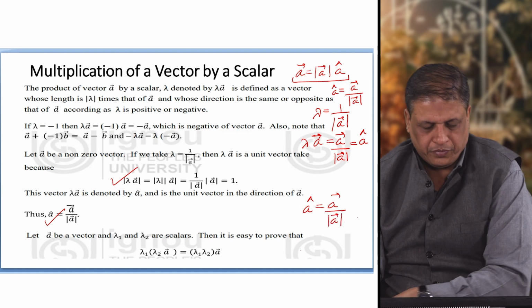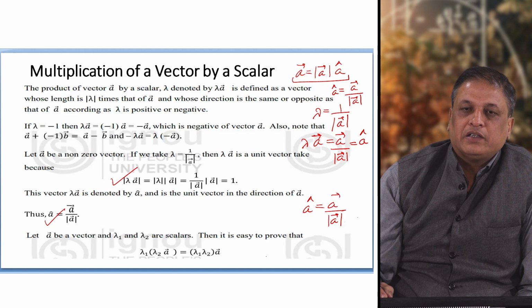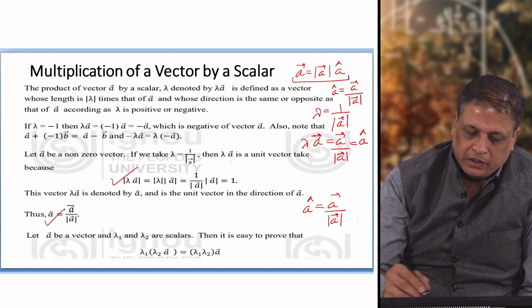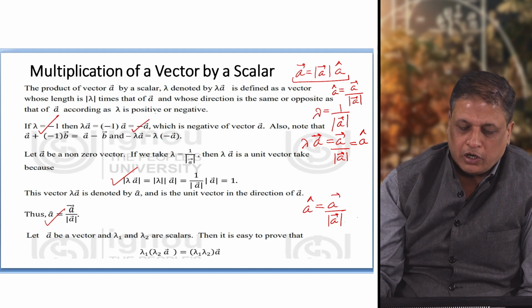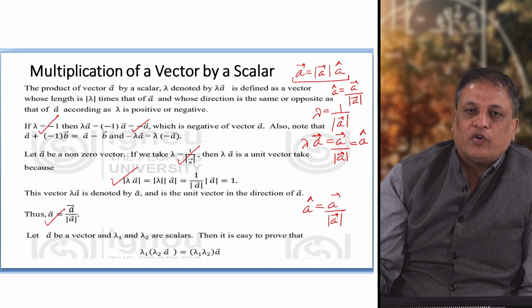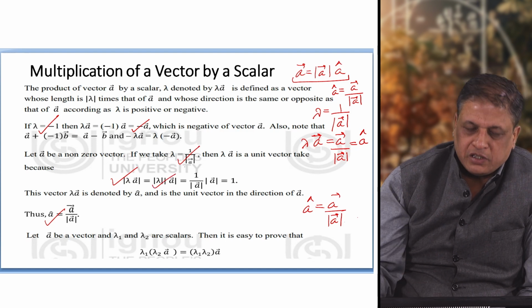I hope you understood that by multiplying a scalar constant, you can handle the situation wherein, by taking the negative value of the scalar constant, you can represent the vectors which are opposite in direction. By taking the scalar constant whose value is equal to the inverse of the magnitude of the vector, you can express the terms in terms of the unit vector also.